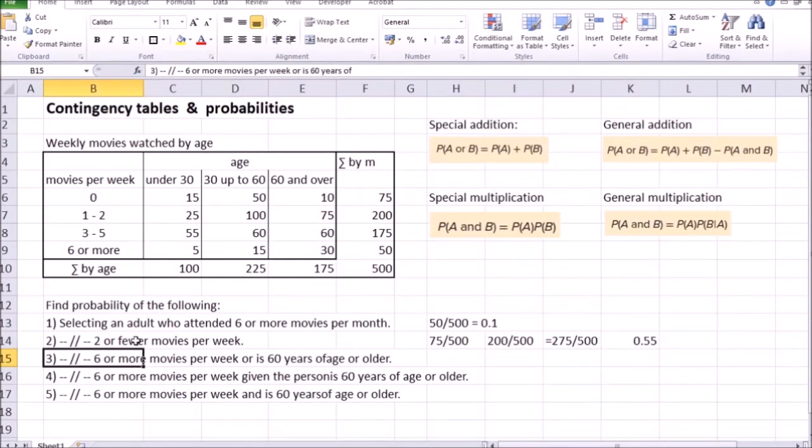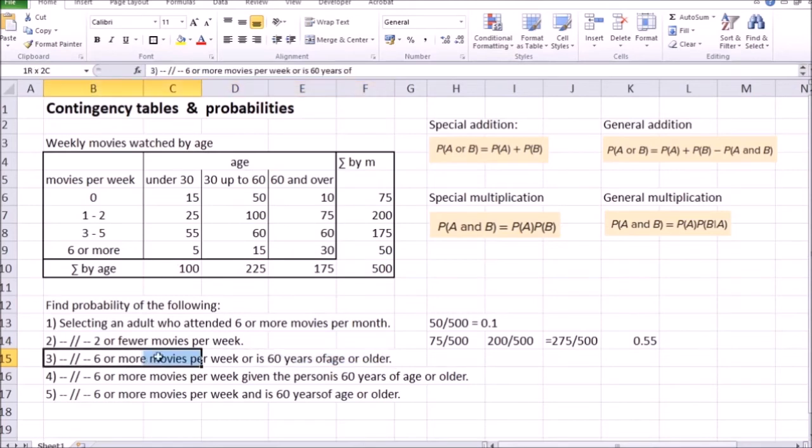Next, let's jump into the third question. Find the probability of selecting an adult at random who attends 6 or more movies per week or is 60 years of age or older. Again, when we have a question that says or, we want to add probabilities. In this case, watching 6 or more movies and being 60 years of age or older are not mutually exclusive, so we will use the general rule of addition of probabilities.